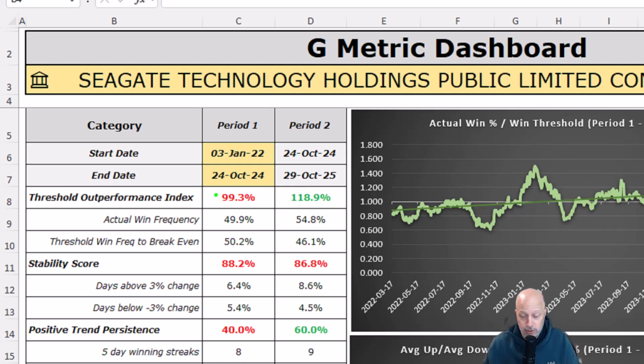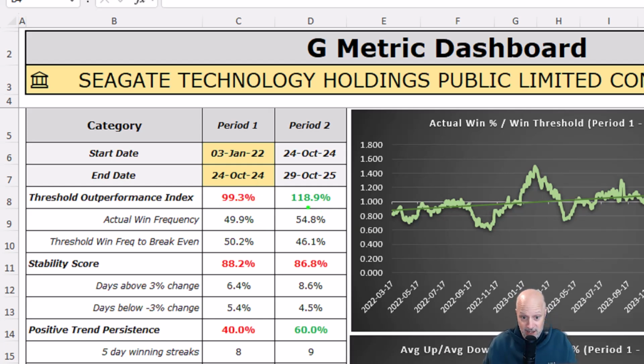The first metric that we're going to compare is the threshold outperformance index right here. Basically, we measure how much a stock needs to win to have a positive trend, and then we compare it to how much it's actually winning. We get these percentages by looking at the average up and the average down of the stock over that period. We can see that Seagate Technology in this initial period didn't win quite enough to have an upward trend, so it got a score of 99.3%.